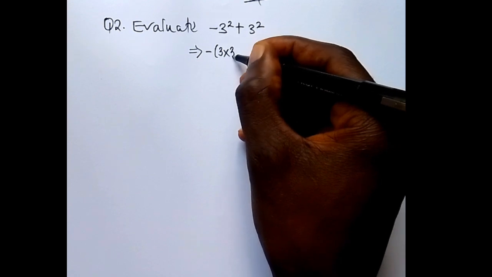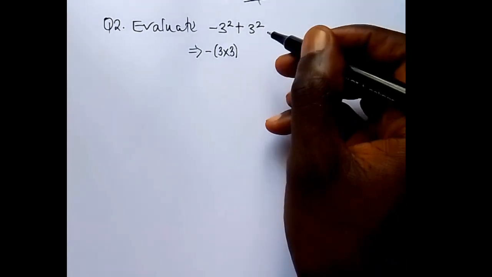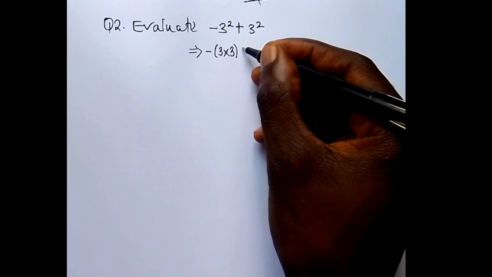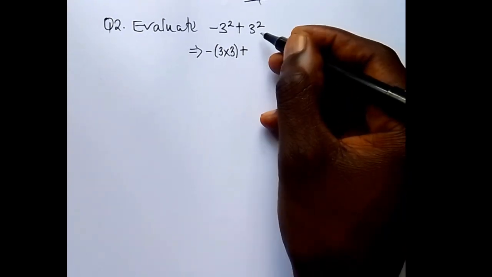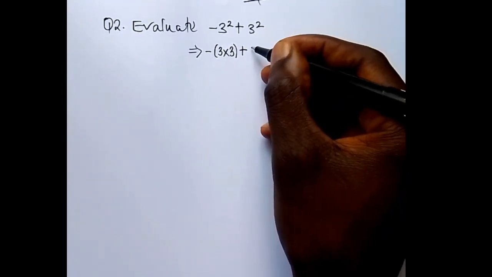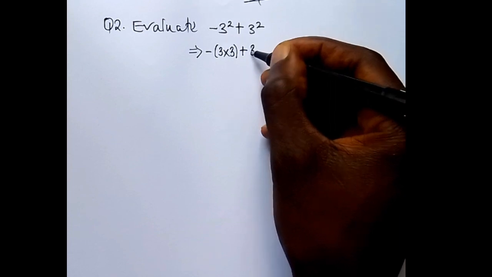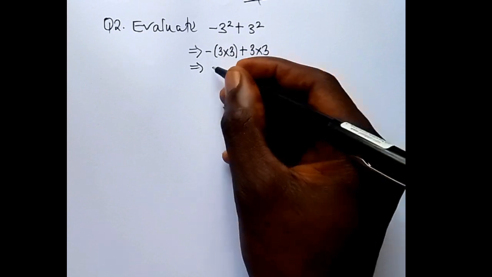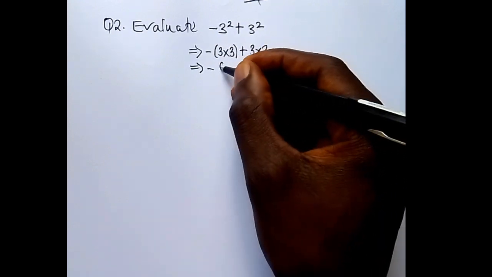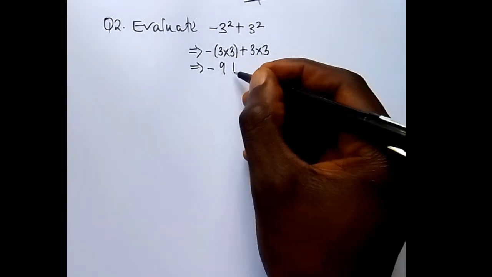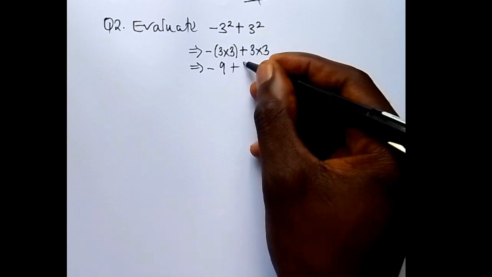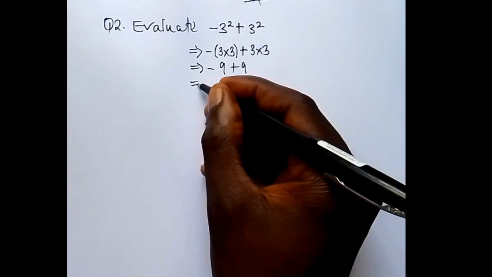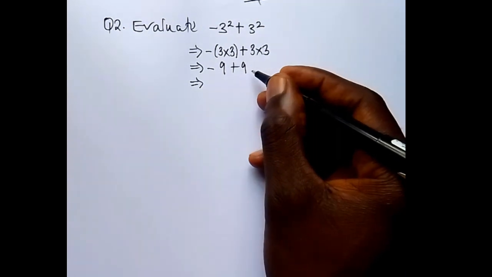So negative 3 times 3 in brackets, because that's what 3 squared means. Then plus this side, it's positive 3. So 3 squared just means 3 times 3. And for that, we get negative 3 times 3 means 9. Then add 3 times 3 again this side, 9. And negative 9 plus 9.